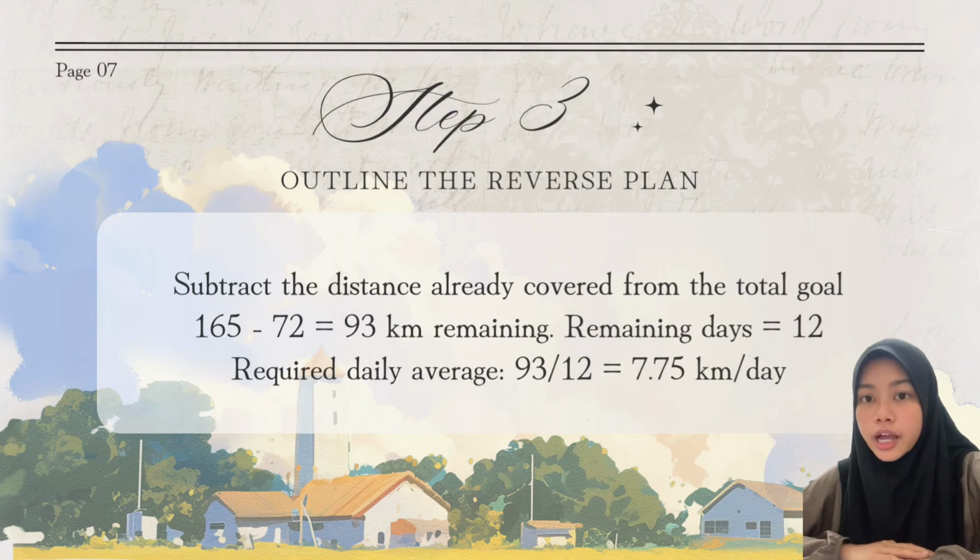Step 3. Outline the reverse plan. To find the remaining distance, subtract 72 from 165. That gives 93 kilometers left to reach the goal. He has 12 days remaining, so divide 93 by 12. Therefore, Amir must walk 7.75 kilometers per day for the rest of the month.